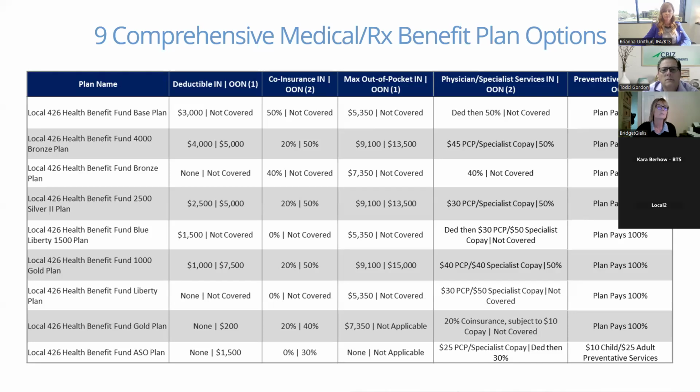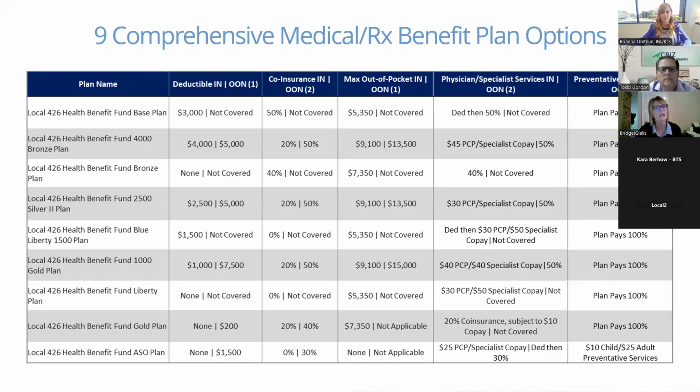So just to give you a little bit of a highlight of the 9 programs, and again, more detailed information, you can request a proposal from Todd. He can get that over to you. It will show the rates, more detailed information, more detailed benefits information as well. But just to give you a high level, we have the 9 plan options. Our base plan is our lowest cost program.